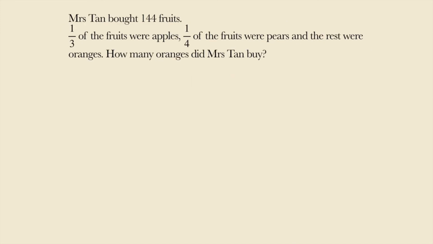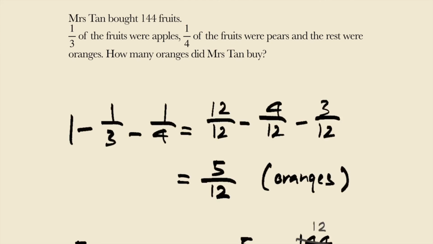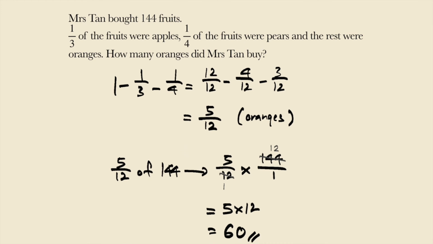Mrs. Tan bought 144 actual fruits. 1/3 of these fruits were apples. 1/4 of these fruits were pears. The rest oranges. What fraction were oranges? First of all, 1 whole minus apples minus pears. That gives us 5/12, representing oranges. How many actual oranges is that? It's 5/12 of that 144. So that means multiply and you should get 60.